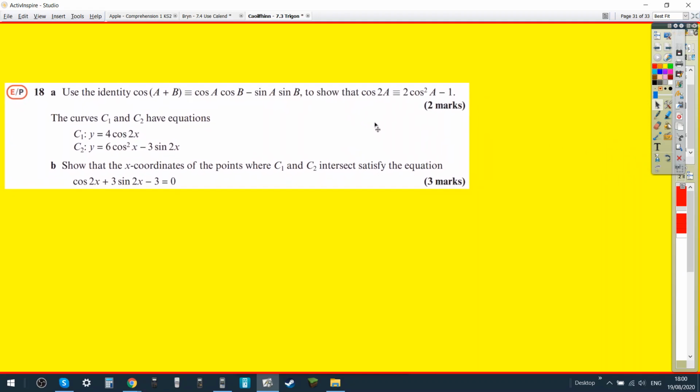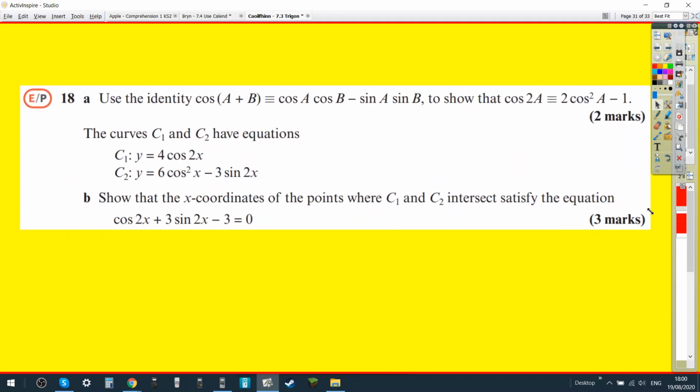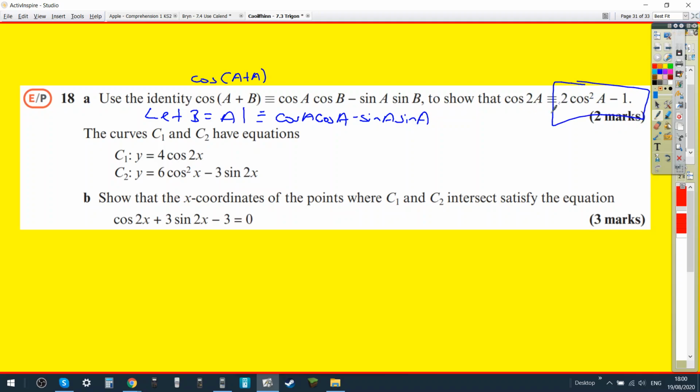Okay. We didn't get to this thing. Use the identity to show that this, so that's proving it. For this one, let B be equal to A. And so instead of cos A plus B, what do you get? You get cos A plus A. Wherever there is a B, what do you replace it with? A. Yep. And so when you do that, you end up getting this thing.